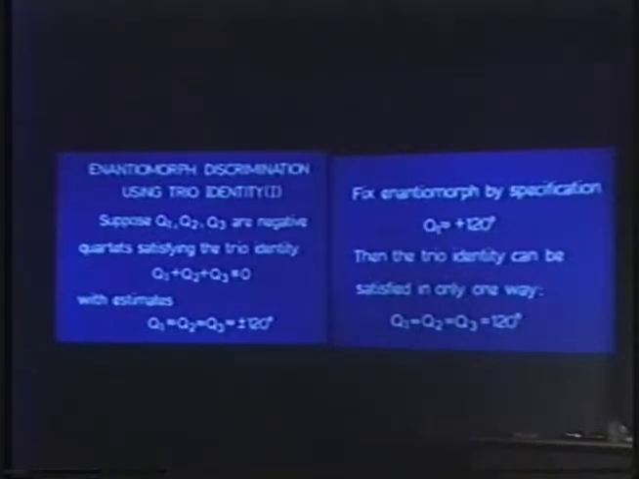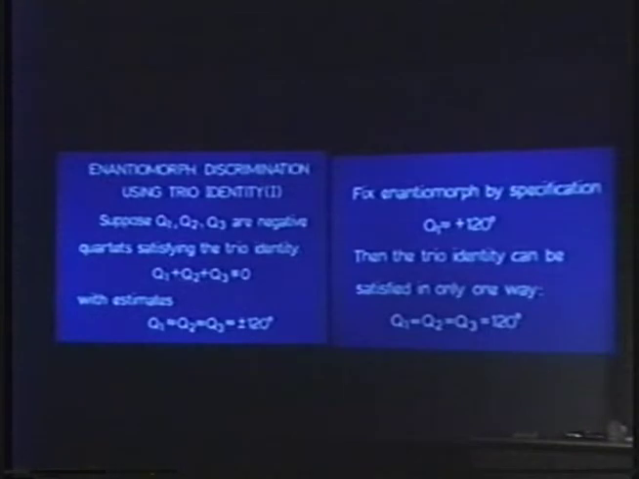Now that, of course, greatly facilitates the problem of enantiomorph specification, because now we see that it's a much easier thing using negative quartets to assign signs for all the quartets which are consistent with a specified enantiomorph. Of course, we still have the problem that in general, the quartets, even with the signs correctly chosen, will not satisfy this identity exactly. If we take as the initial estimates of the cosines of the quartets their expected values, in general, we'll get values different from plus or minus 120.